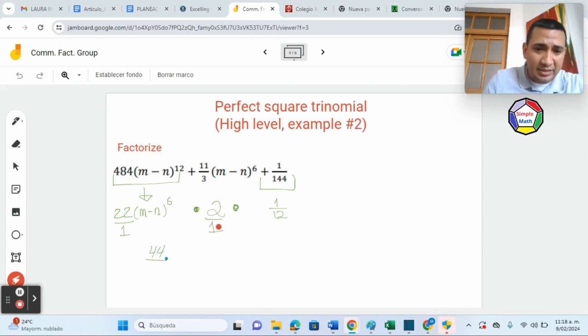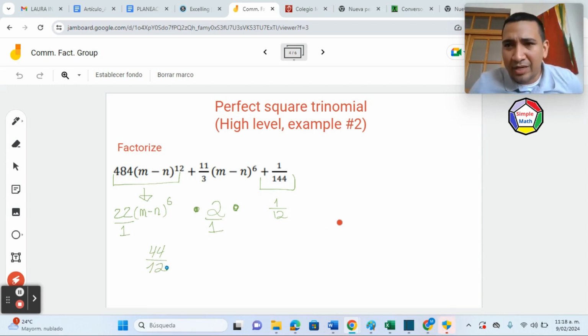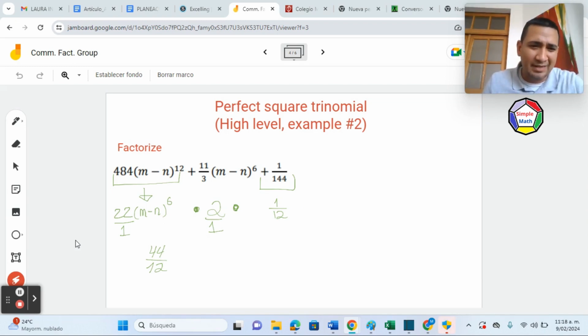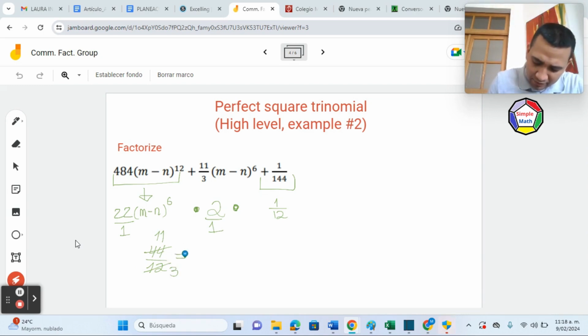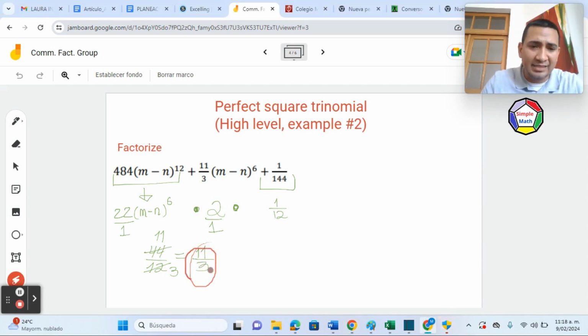And if you multiply 1 times 12 is 12. Remember that we need to simplify the fraction. What number can we divide this fraction by? 44 over 12. Well, we can divide by 2, we can divide by 4. Let's divide by 4. 44 divided by 4 is 11. 12 divided by 4 is 3. So what is the answer in the simplest form? 11 over 3.